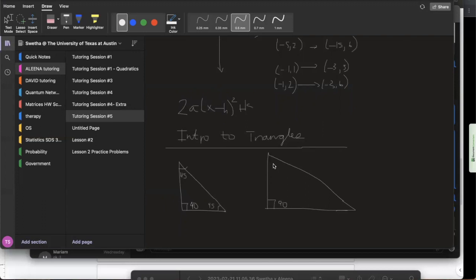90. This is 60. And this is 30. One thing that is incredibly important to know for triangles is that the length of the sides of a triangle and the measure of an angle of a triangle are correlated in some way. So that's why when you have two angles that are 45 degrees, both of their sides are equal, because the angles are equal. Right. So these two angles are equal to one another.